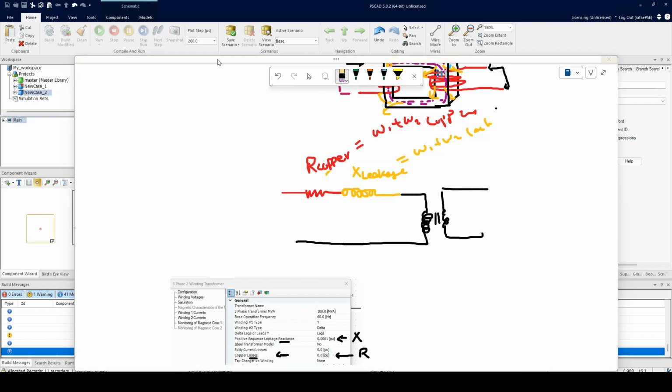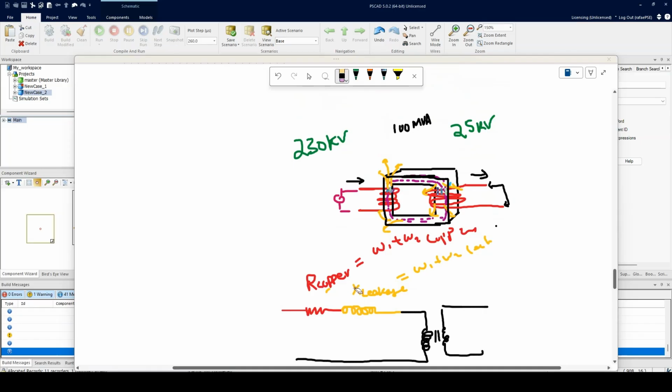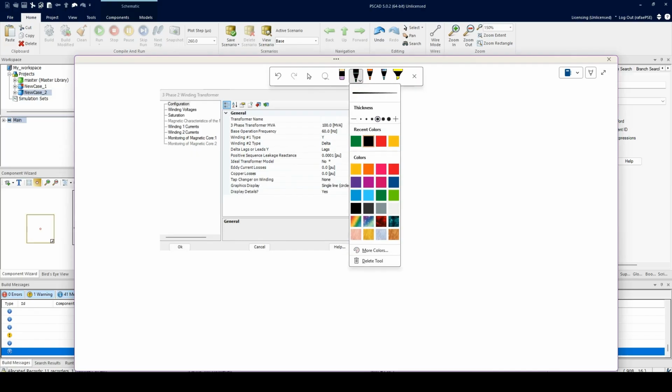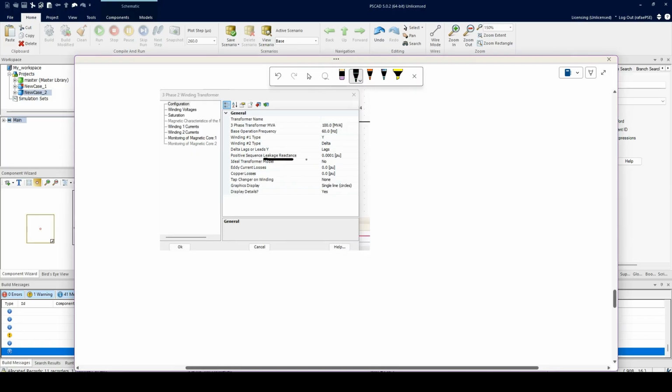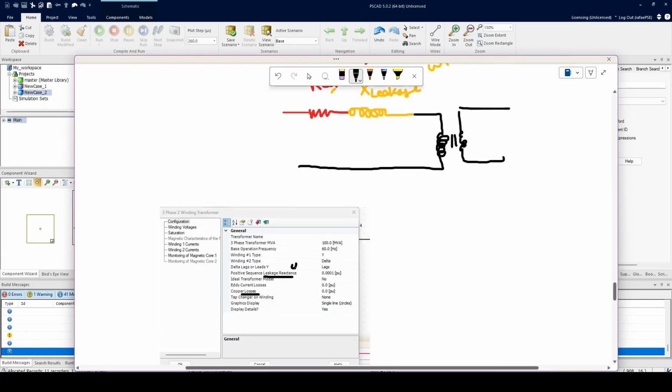All right, so now that we understand what the copper losses are and what the leakage losses are, let's talk about how we enter them into PSCAD. As you can see over here, this right here is where we add the leakage reactance, and this is where we add the copper losses. This is the one in red at the bottom, and this right here is associated with the yellow.